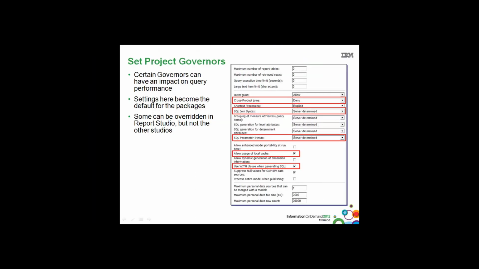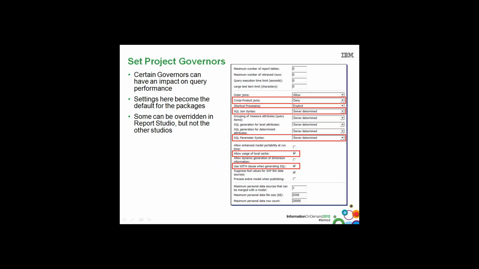We won't spend a lot of time on project governors, but it is important to realize that they can have an impact on performance. For example, allowing cross-product joins can be a resource-intensive type query, which typically returns useless results. It is denied by default. The type of join syntax being used, i.e. the actual join verbiage versus the where clause, can have a positive or negative impact on various database vendors. The same applies to the with clause.